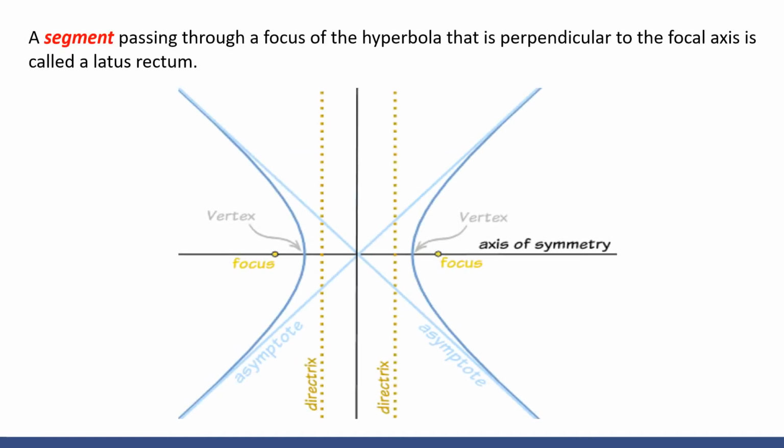A segment passing through a focus of the hyperbola that is perpendicular to the focal axis is called a lattice rectum. Similar to a parabola, once na yung segment nag-pass through dun sa focus, okay, yun yung tinatawag nating lattice rectum. In this case, dito sa ellipse, dalawa ang ating lattice rectum. Bakit? Kasi dalawa ang ating focus.